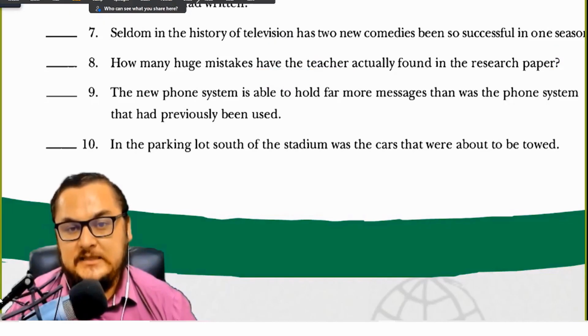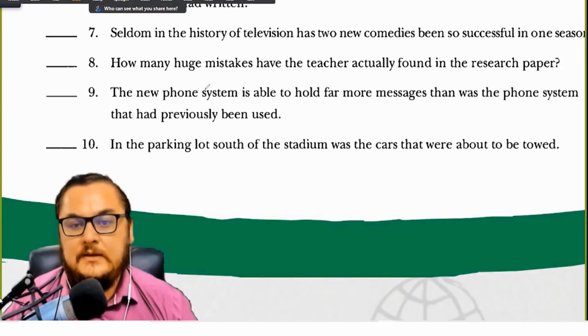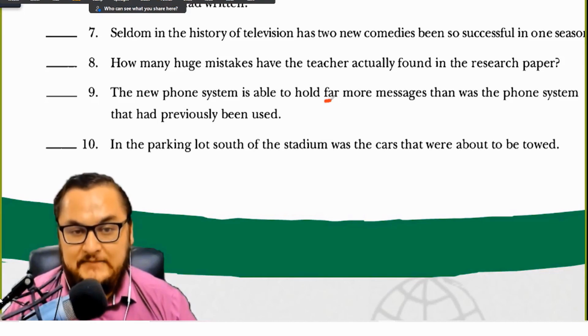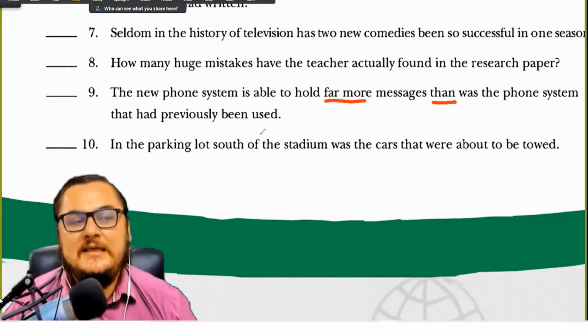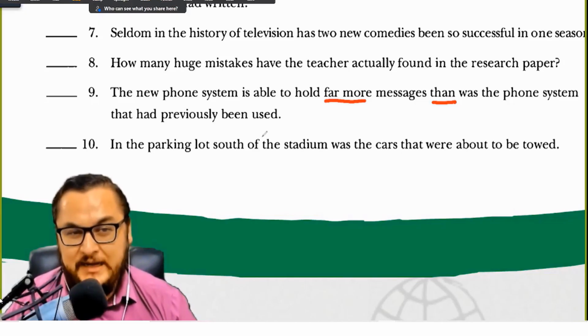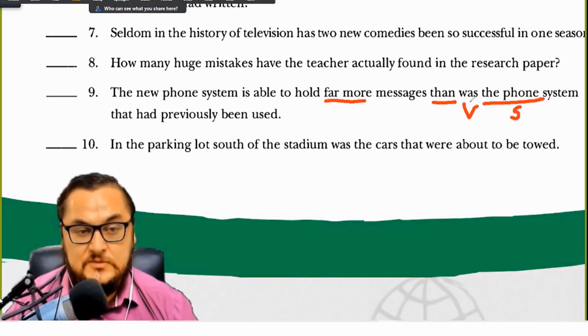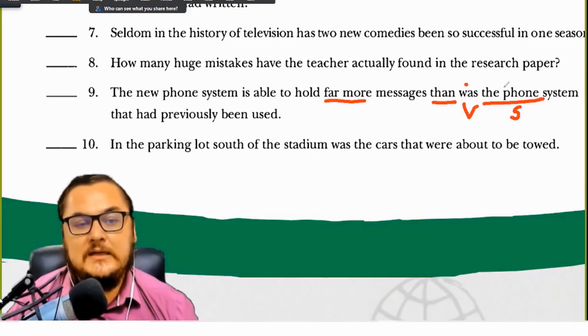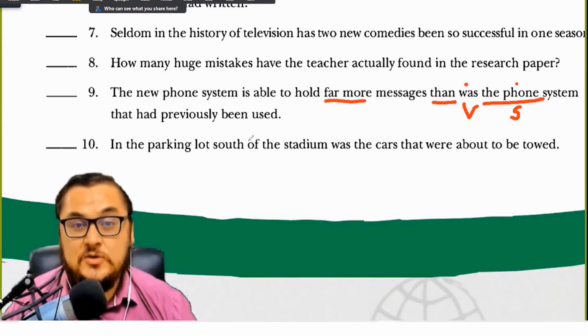We look at the following sentence to realize that the new system. The word far more, and then than, has to make us understand that it is a comparison. So this is a verb, this is the subject, with a reverse order. The difference is that the verb is singular, the subject is singular, therefore the sentence is correct.